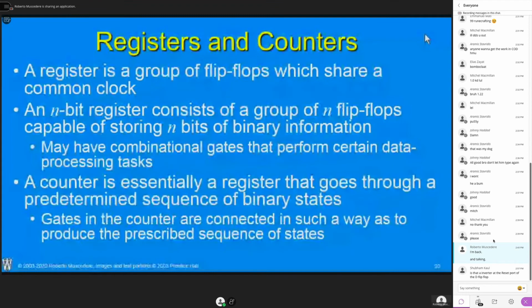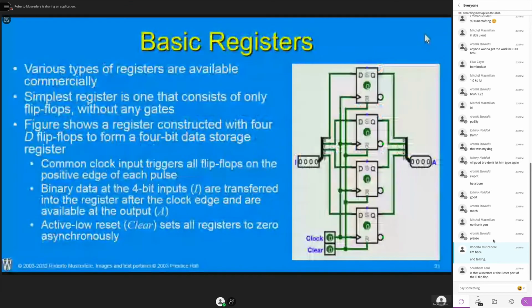Again, we've seen these before. This is just a review. Here's a basic idea of registers. Here's a 4-bit register, four flip-flops combined together to create a register. Here are our 4 separate flip-flops. We can see each corresponding bit of I goes in, so bit 0 goes in here and comes out here as bit 0 of A. All the clocks are connected, all the clears, or the resets, are connected. So this is a register. It's a 4-bit register.